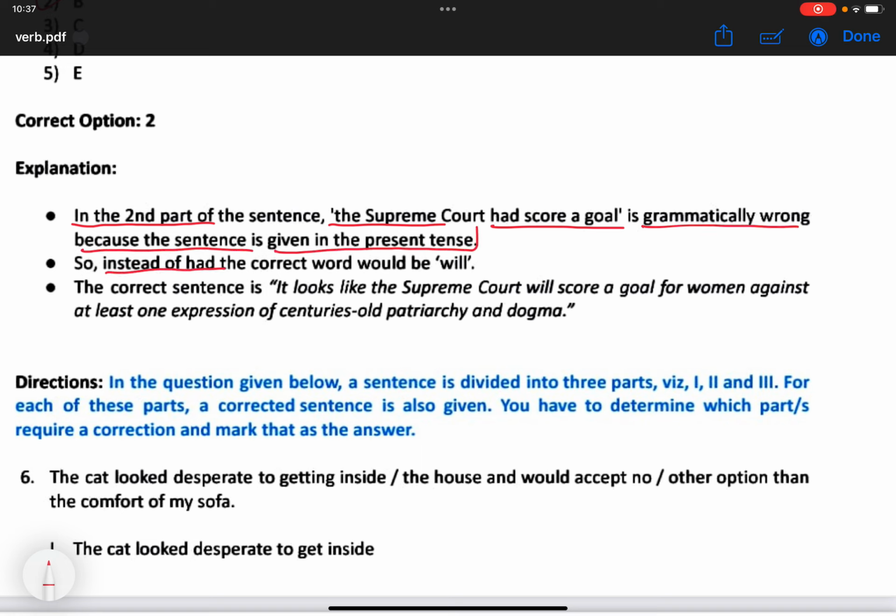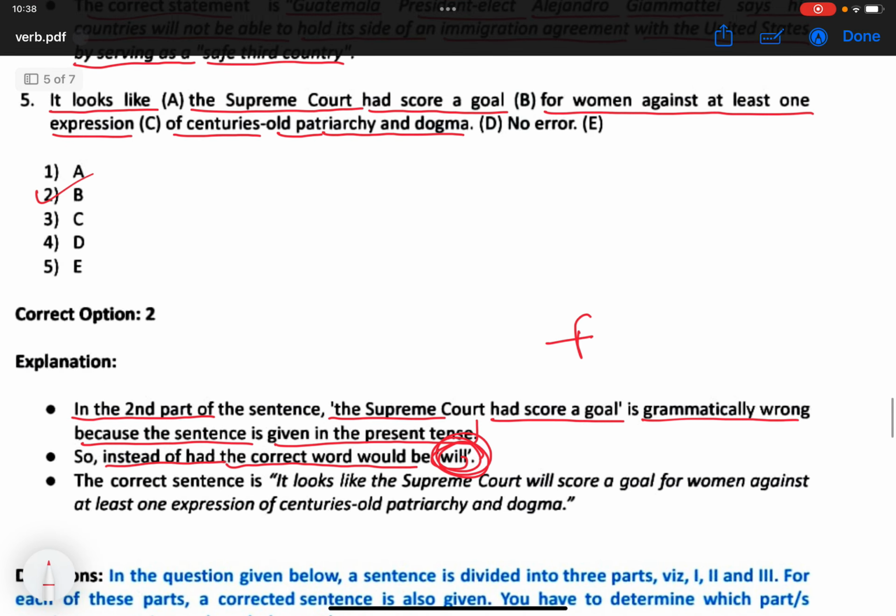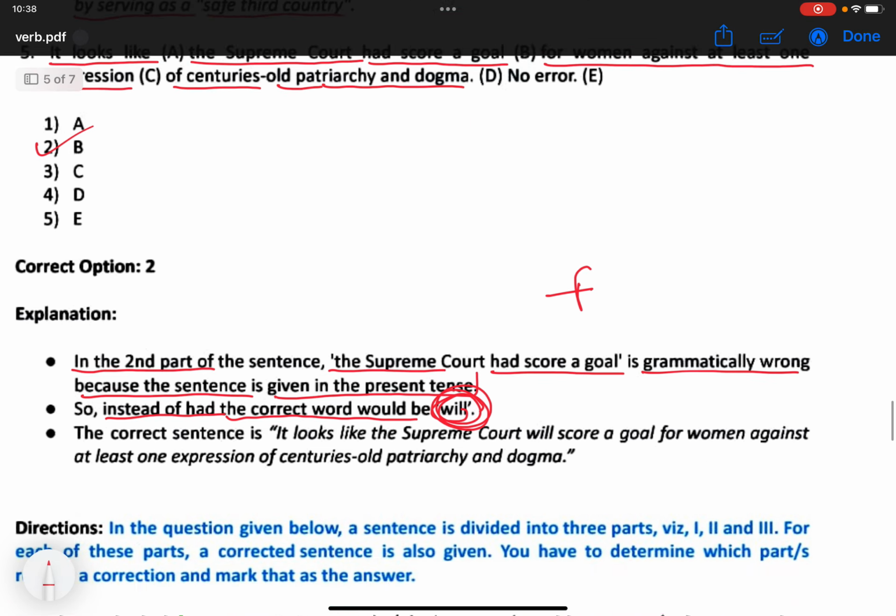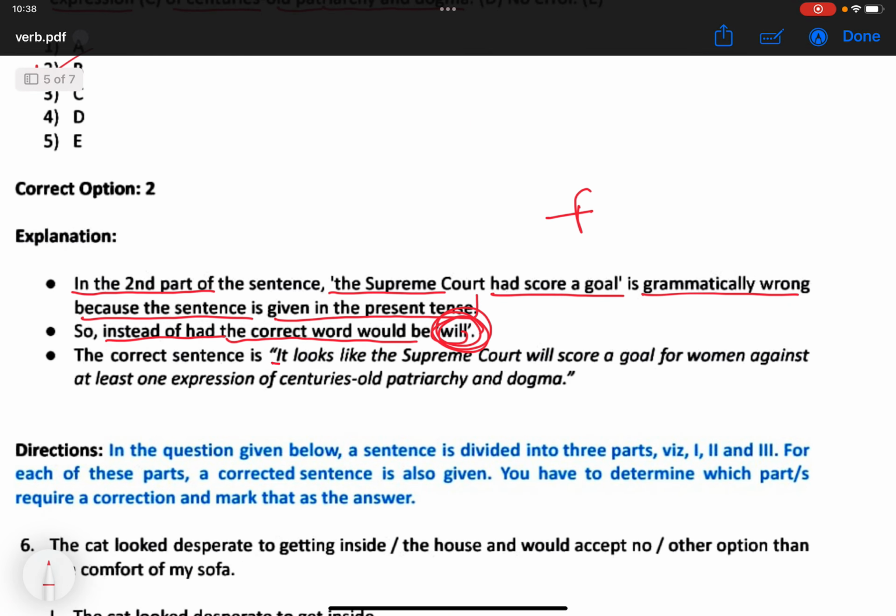So instead of had, the correct word would be कौन सा हो जाएगा? will, क्योंकि किस में है ये? फ्यूचर टेंस में. करेक्ट सेंटेंस क्या हो जाएगा? It looks like the Supreme Court will score a goal for women against at least one expression of centuries old patriarchy and dogma.